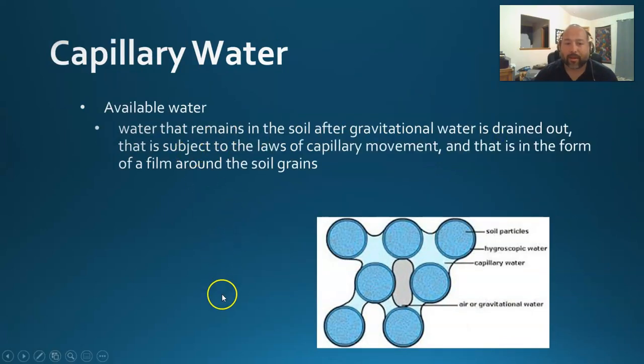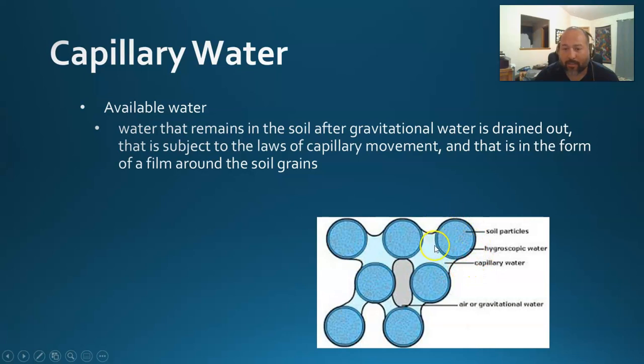You got capillary water. Now this is what we usually think of as available water. So it's water that's going to remain in the soil after gravitational water has drained out. That's the next one we'll talk about, is gravitational water. And it is subject to the laws of capillary movement, and that it's in the form of a film around the soil grain. So we can see this same graphic from before.